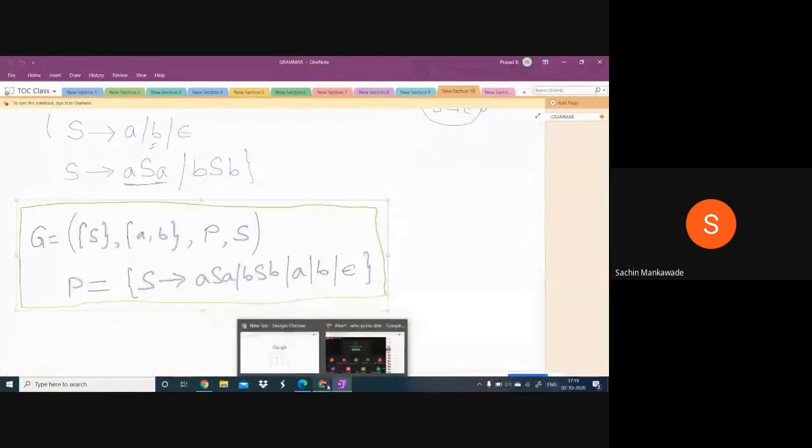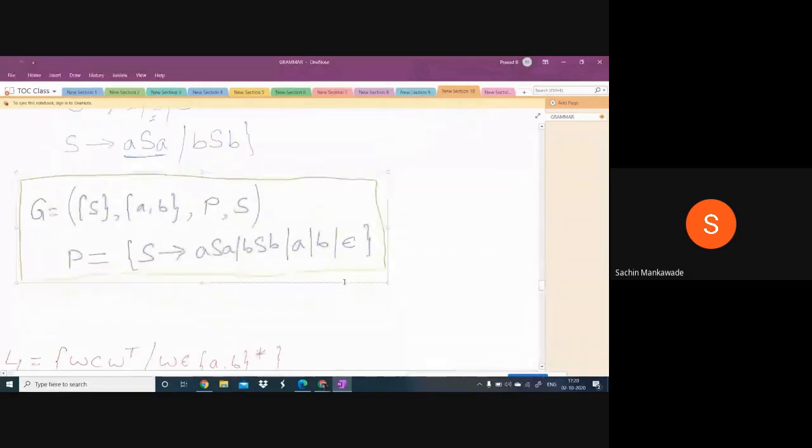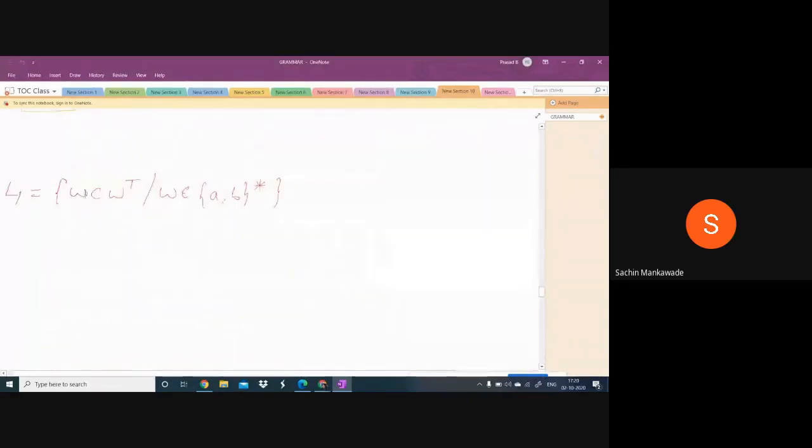Okay. So S is the start symbol and the only non-terminal. A and B are the terminals, and the productions of S are ASA, BSB, A, B and epsilon. Now the question is W c W transpose, meaning W can be any combination of A and B followed by C, and after the C it must be exactly the reverse order.